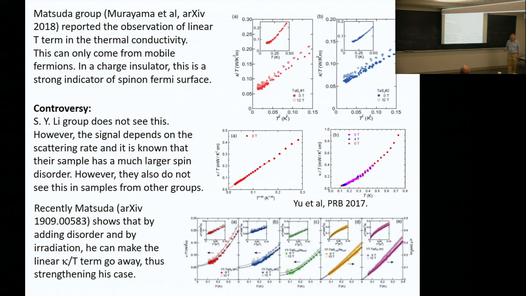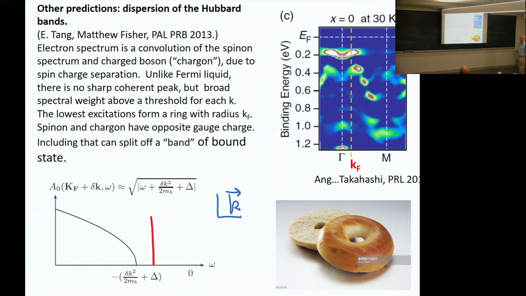Now the same group that has this controversy did the thermal conductivity, and now they claim that there's a large thermal conductivity extrapolation. And again, they got attacked by the same people who say, no, they don't see it. So now it's a question of who has the better data, because this is not a universal thing. The thermal conductivity depends on the scattering rate, so they can always argue that my sample is better than your sample. Well, in defense of the group, recently they posted a paper where they show that if they intentionally disorder their pristine sample, they can make this thing go away. So at least that gives you a little bit more confidence. I think it's an ongoing battle. But in the last few minutes, let me talk about other possible predictions. What else can we measure?